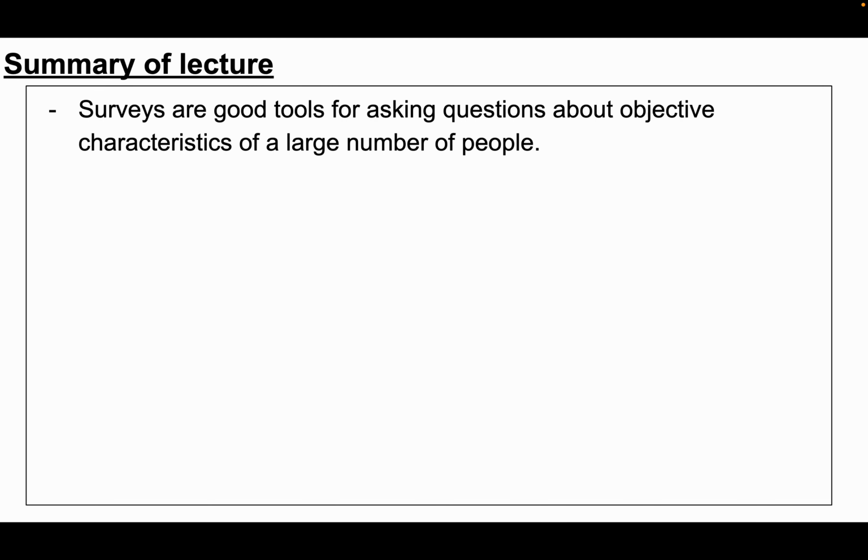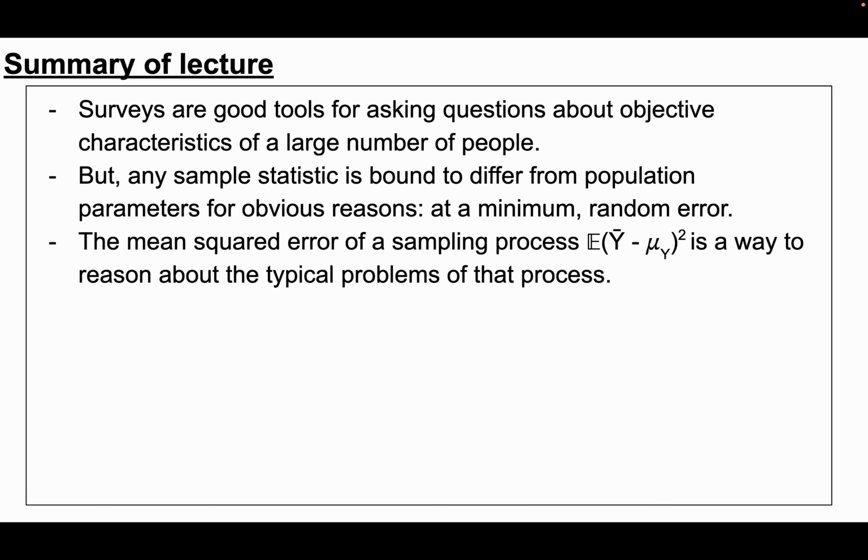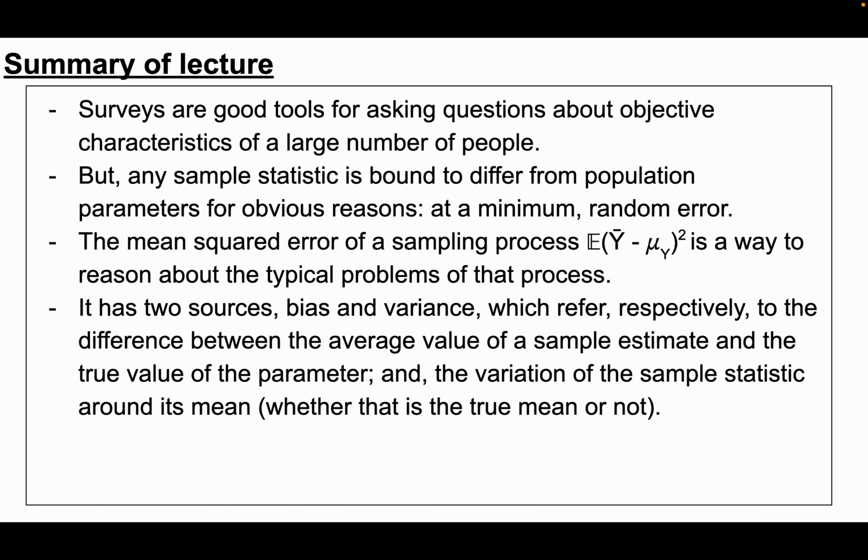So that brings us to the end of the lecture. I know that's been a lot, so I want to give a quick summary here. Surveys are good tools for asking questions about objective characteristics of a large number of people, but any sample statistic is going to differ from the population parameter for, among other things, random error. We try to minimize the mean squared error of the sampling process. We can decompose that mean squared error into two sources, the bias and the variance. Bias is basically the difference of the average of all the sample means from the true population average. In theory, in a lot of cases, those should be the same. So we should have an unbiased estimator.